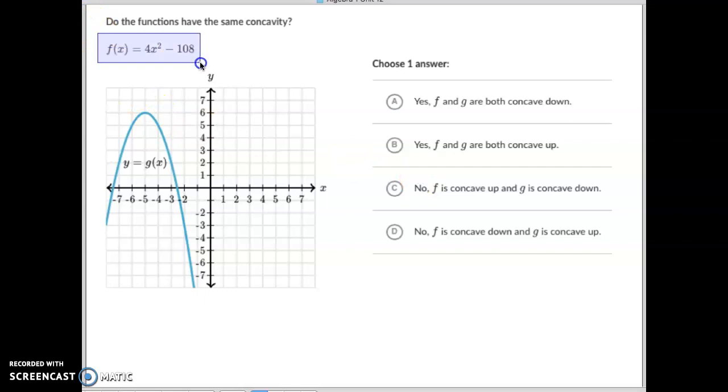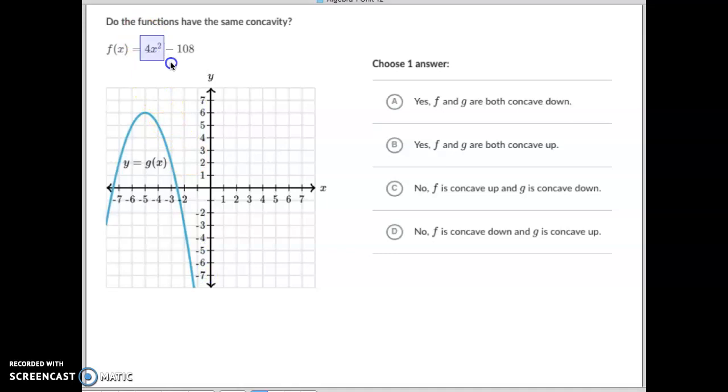Here is our equation for function f. Here's our graph for function g. And they want to know, do these functions have the same concavity? Okay, concavity, just so you know, this one has a concavity that opens down. Okay, if it was going the opposite way, it would have a concavity that opens up. Now, obviously, when a graph is there, it's easy to tell which way it concaves.